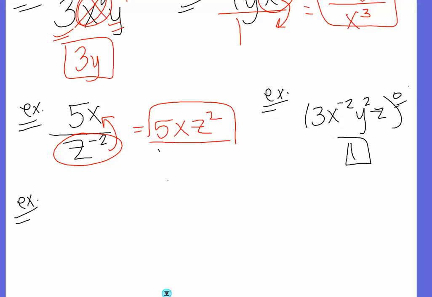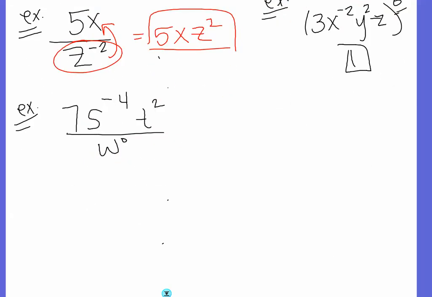I want you to try this one. 7s to the negative 4 t squared all over w to the 0. So I want you to pause this video, and I want you to try this one on your own, and then I want you to unpause it, and we'll go over it.